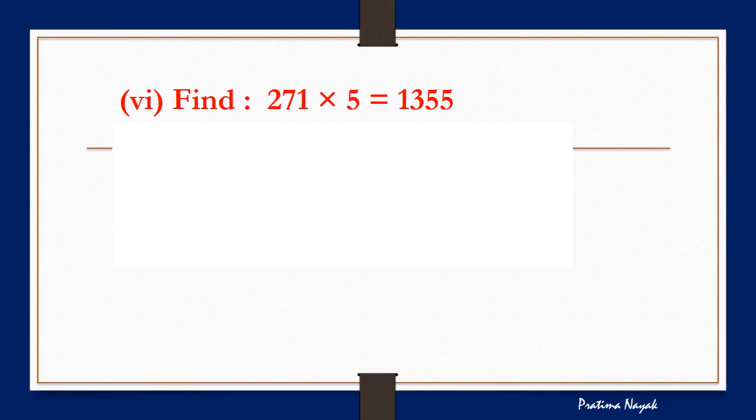Next, find the product of 271 multiplied by 5. As I told in the beginning, we'll learn decimal multiplication using general multiplication. So I have written the result here. 271 multiplied by 5 is 1355. You can pause the video and verify the result also. Everybody knows how to multiply. Now, observing this, we will learn decimal multiplication.